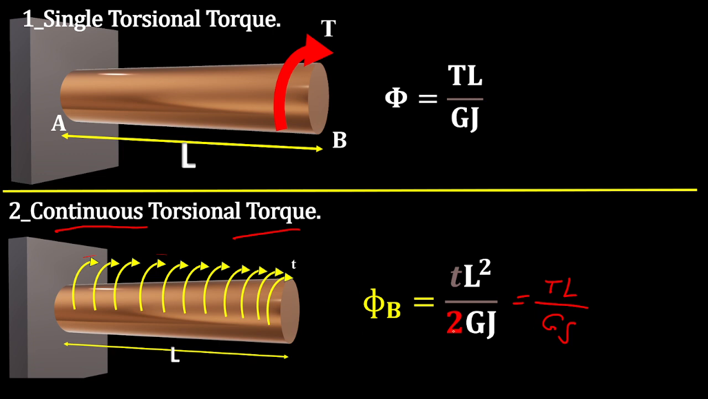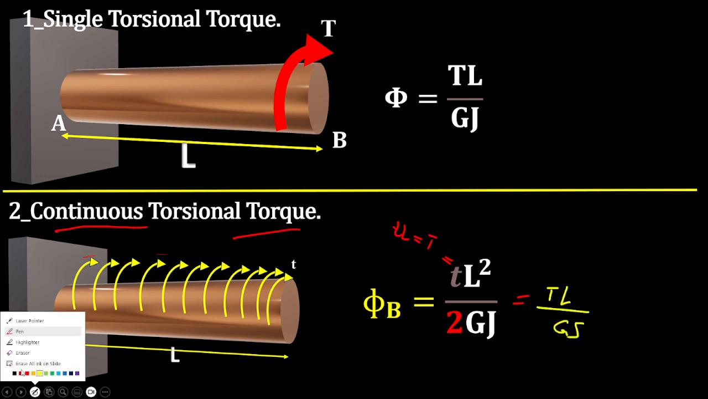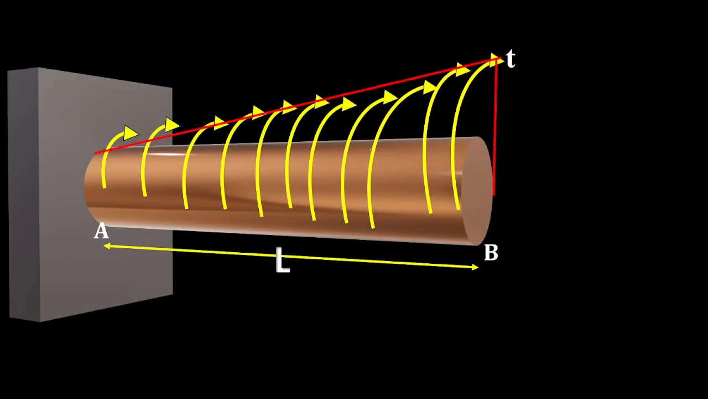If we consider small t times length L, one of them is equal to capital T. So it tends to be TL over GJ, and then what? Two of them. And this time we want to see what is the effect of a continuous torsional torque, but at the same time an increasing one. So let's see how we can approach this problem.